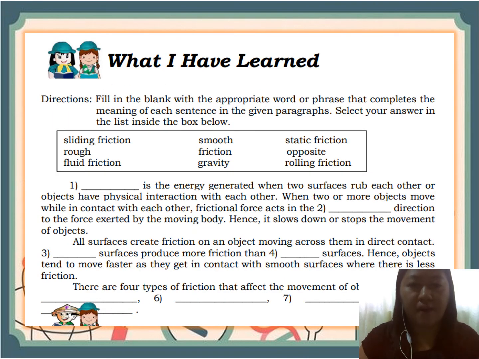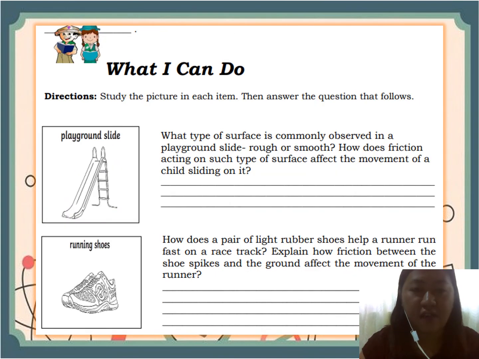Okay, for What I Have Learned, you are going to fill in the blank with the appropriate word or phrase that completes the meaning of each sentence in the given paragraphs. Select your answer in the list inside the box below. Okay, so do it now, children. Okay, for What I Can Do, study the picture in each item, then answer the question that follows.